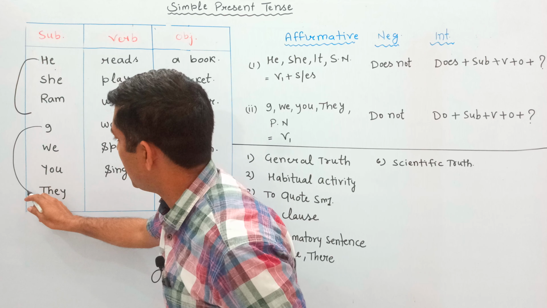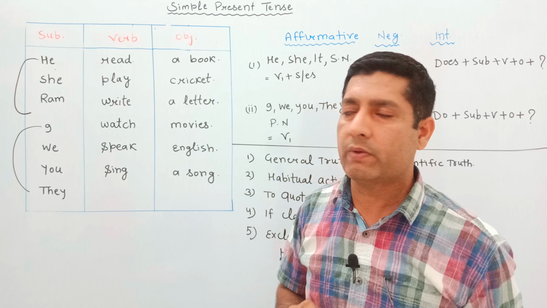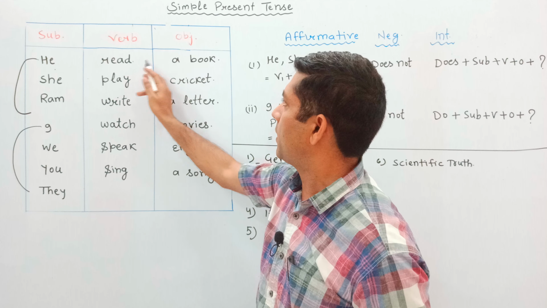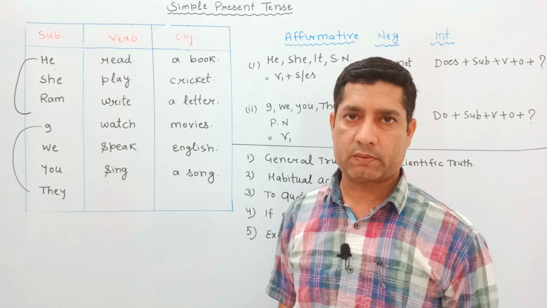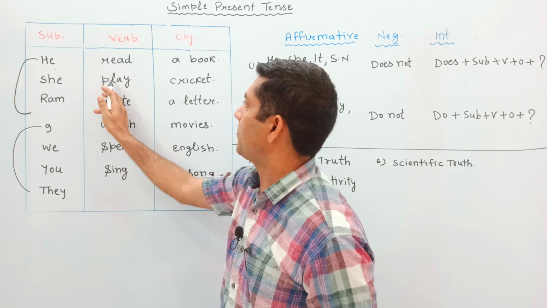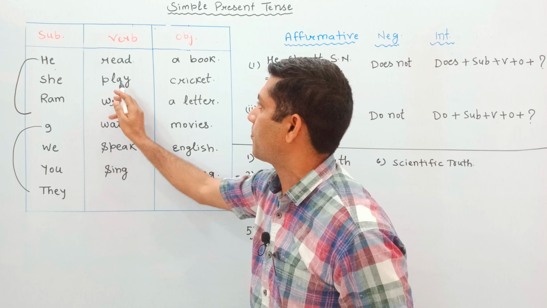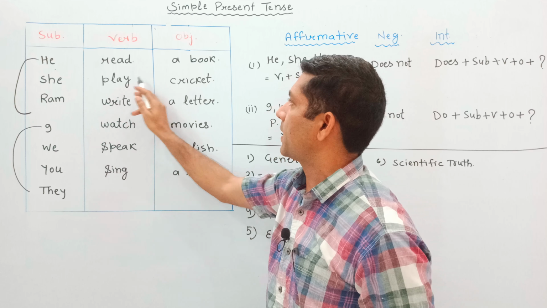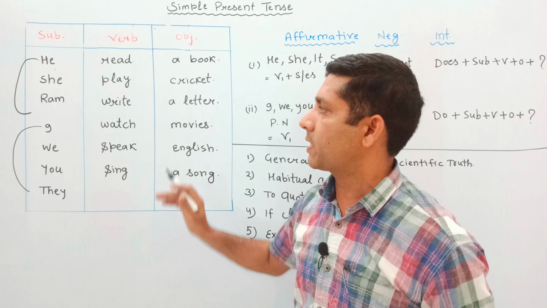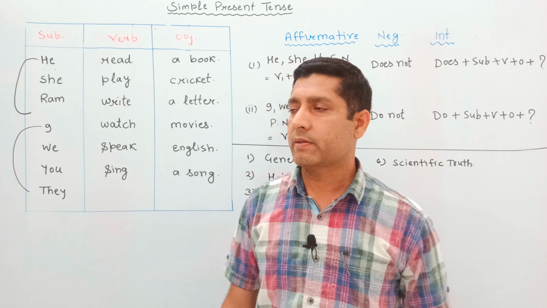But these are the plural subjects. We don't add s or es with the verb. I read a book, we read a book, you read a book, they read a book. Similarly, we can make the sentences he plays cricket, she plays cricket, Ram plays cricket, I play cricket, we play cricket, you play cricket, they play cricket, and similarly you can form all the sentences.